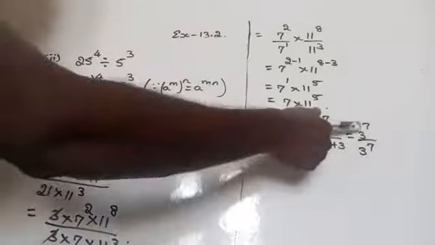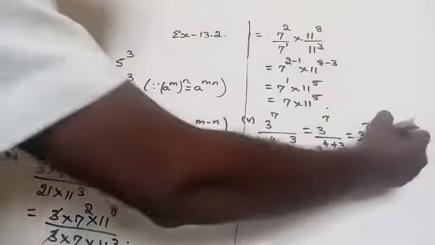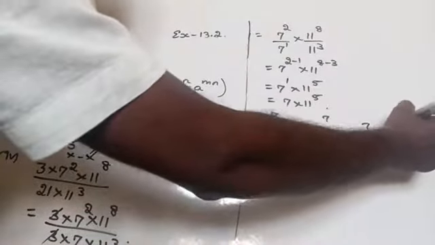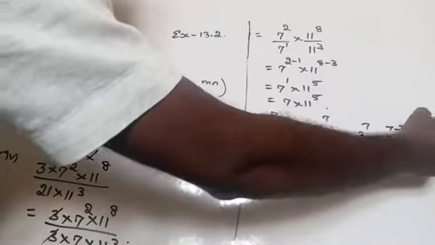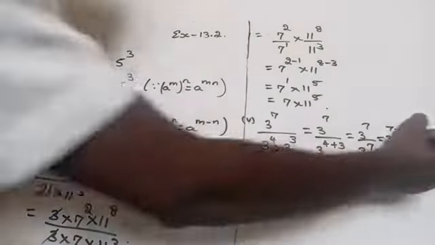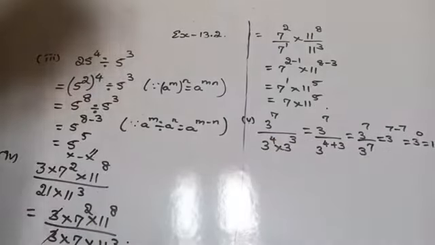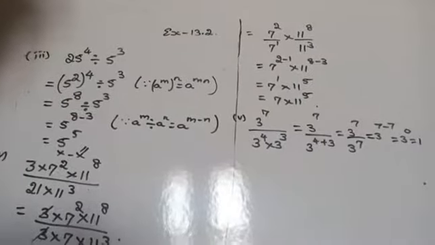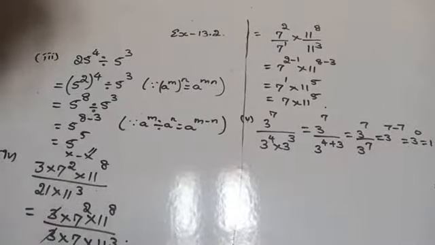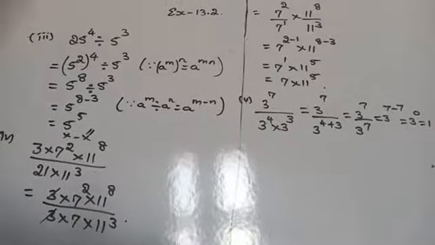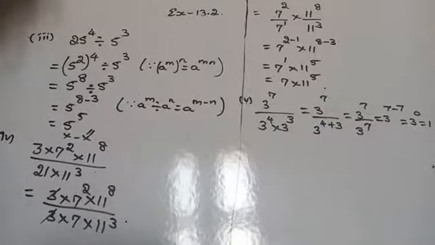Otherwise it is in the form of a power m by a power n. That means a to the power m minus n: 7 minus 7. That is equal to 3 power 0. Am I right? Anything power 0 is what? 1. So 1 is the final answer. Are you getting there? Are you getting or not? Yes. Now, shall we move to the next part?